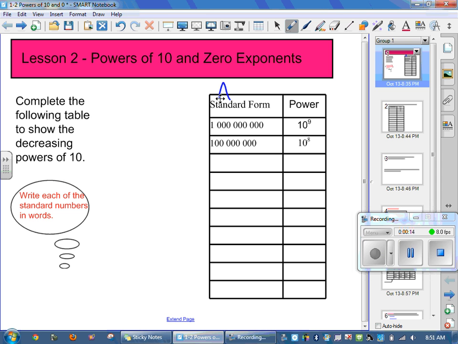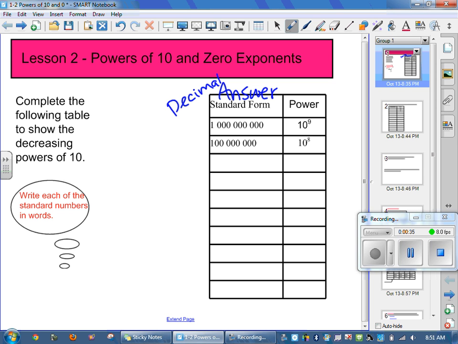Good. There's one more name for it. Who knows the other name? Starts with the letter D. Don't holler it out. It's decimal form, okay? So this is also called decimal form. Decimal or standard form, we just want our answer.